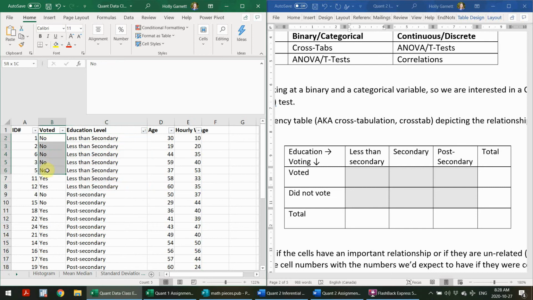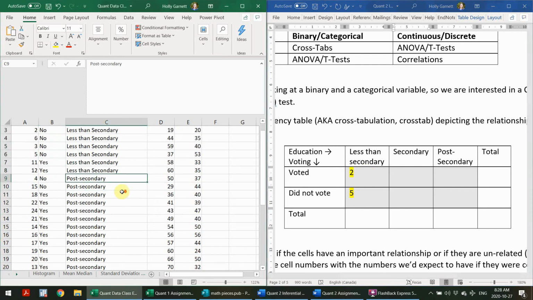Of those people, we have 5 that didn't vote, sorry. Also, just a hint, right down here, it'll say count and the number. That way you don't have to count every single one. Very cool. So let's go to our less than secondary friends. 5 of them did not vote, and how many voted? 2 of them.